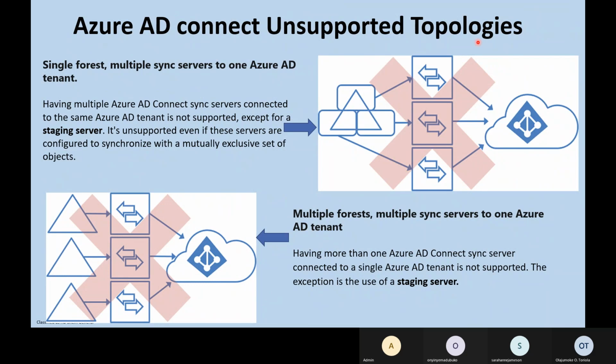The unsupported topology is single forest, multiple sync servers. Having multiple AD Connect sync servers connected to the same Azure AD tenant is not supported, except for a staging server. So it is not supported for you to have a single forest and then multiple AD Connect servers.